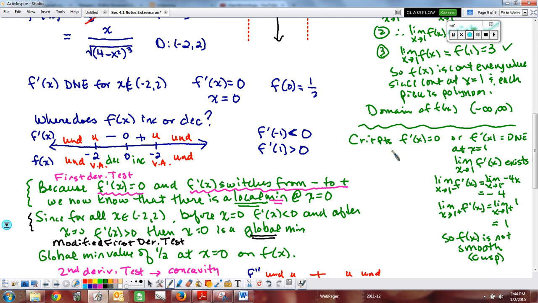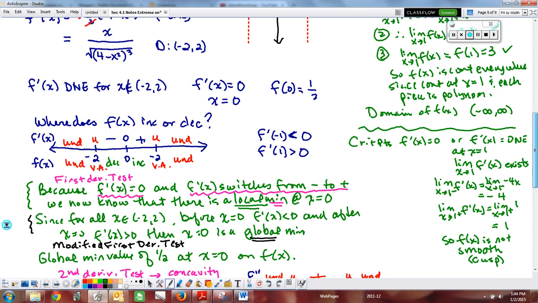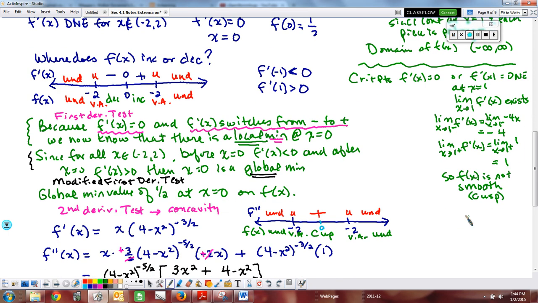And then let's take a look at our critical points where the derivative is equal to 0. Is there a place where the derivative is equal to 0? Because maybe that's a candidate for an extrema. Right now we have at x equal to 1, there may be an extrema.